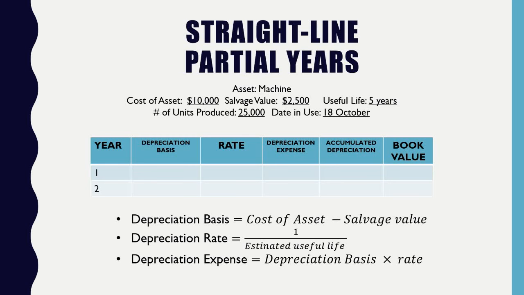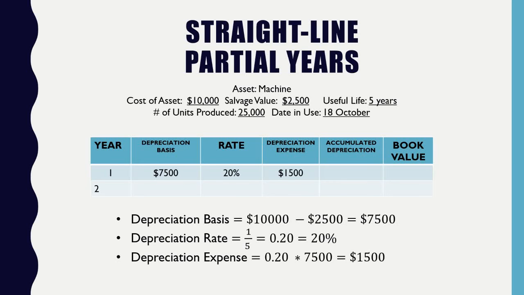Then that'll give you 12,005. No. What's 10,000 minus 2,500? 7,500. So the depreciation basis is the 7,500.